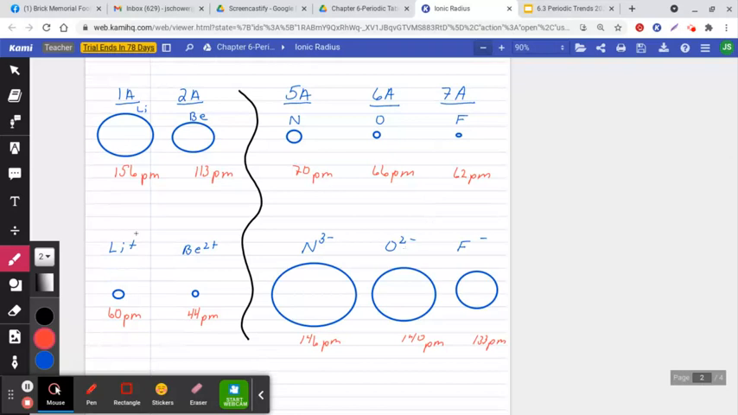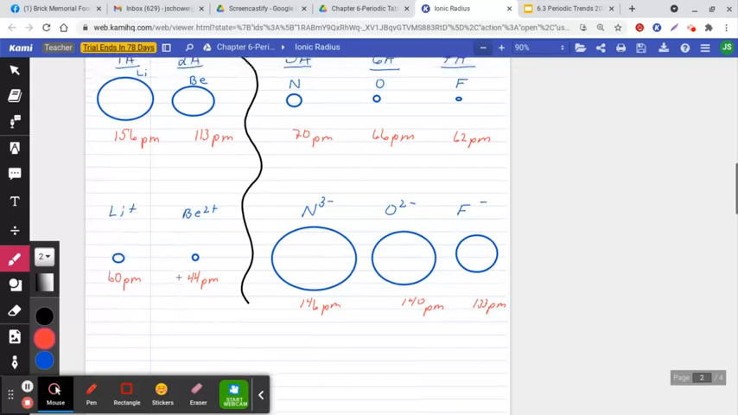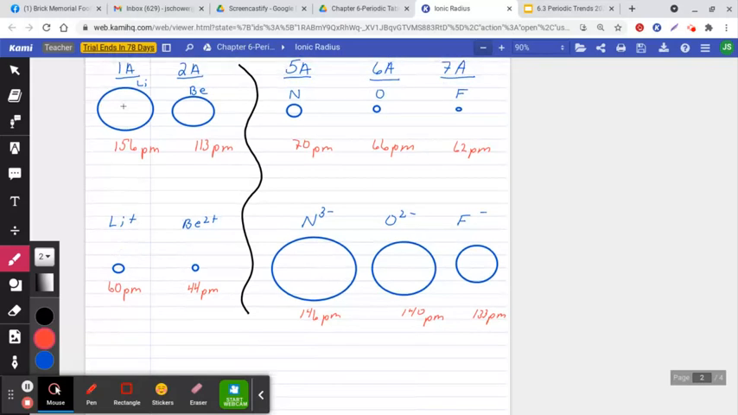However, if we look at the ionic radius, okay, it still decreases going left to right. However, there's a trend here that's a little different for the nonmetals than the metals. Okay, so lithium loses 1 electron. It shrinks down to 60 picometers from originally 156. Beryllium shrinks to 44. 44 is less than 60, so left to right, it does shrink.